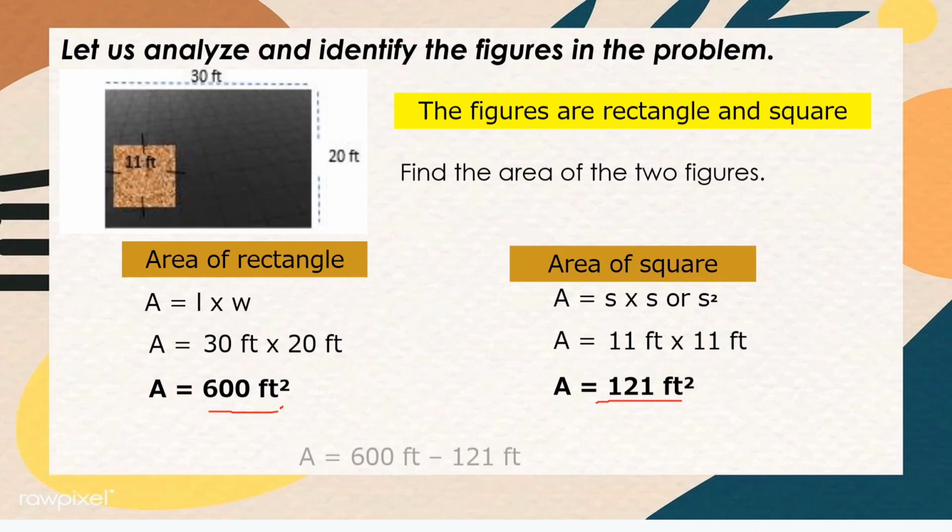So we have here 600 feet minus 121 feet. So the answer there will be 479 square feet. So the total area of the playpen that will be covered with pieces of tires is 479 square feet.